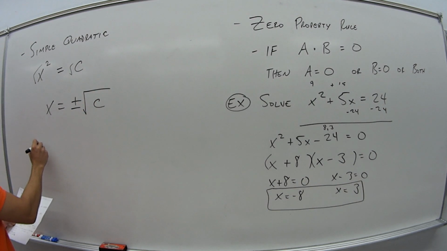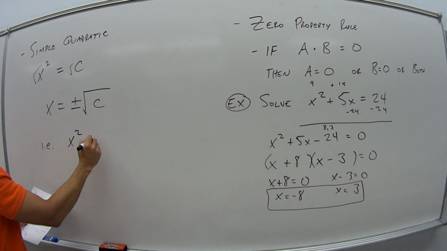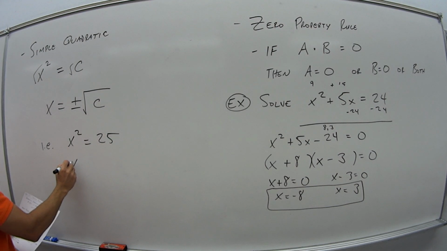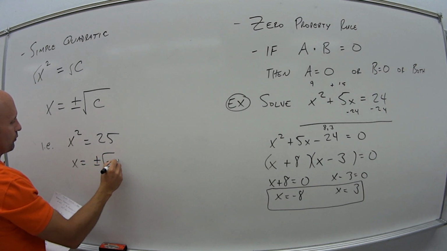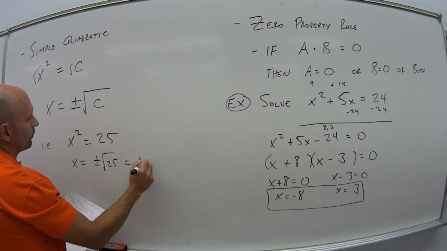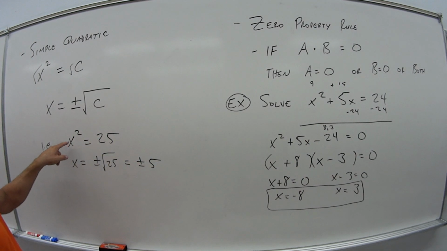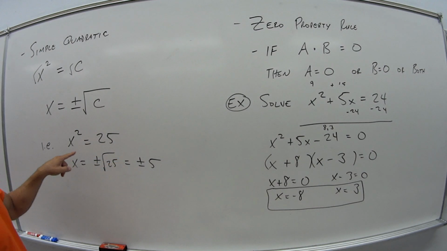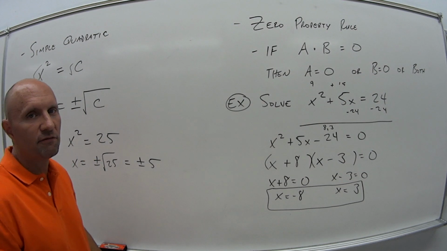So for example, let's say x squared is 25. Well, that means what? X would have to be plus or minus the square root of 25, which is plus or minus 5. So if I plug this back in, plus 5, 5 squared is 25. But why do we have to account for that negative? Because negative 5 squared is also positive 25.